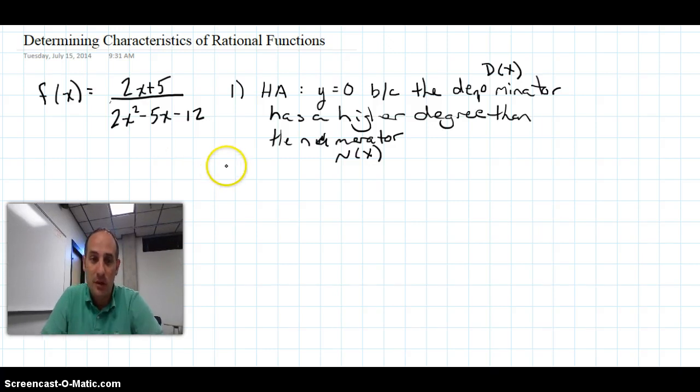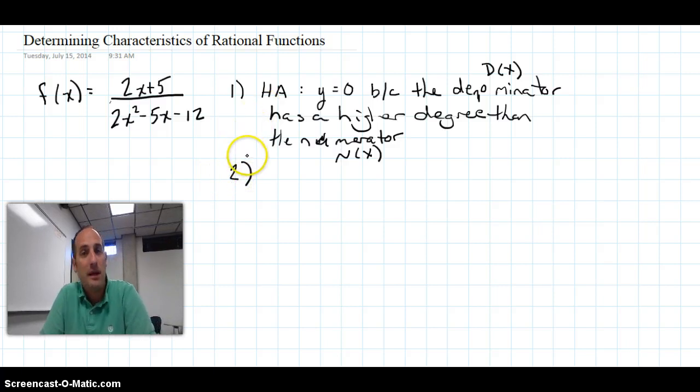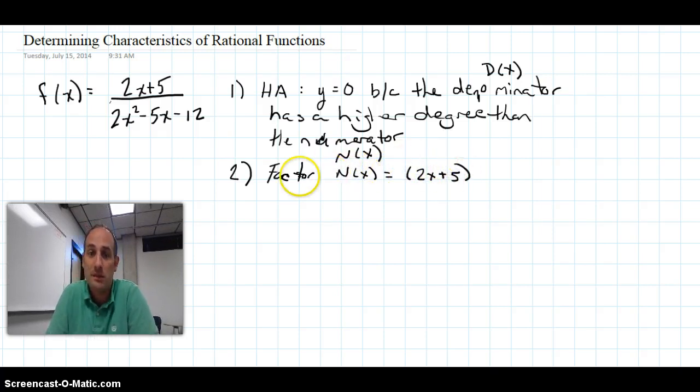The second thing you're going to be looking for, and I would recommend at this point, is to factor the numerator and denominator. Now, in this particular problem, the numerator is linear, so I don't have to factor that at all, but we can factor the bottom. Just to keep things nice and easy and consistent, we're going to factor n of x, but in this case, it's just going to be 2x plus 5. There's no actual factoring to be done.